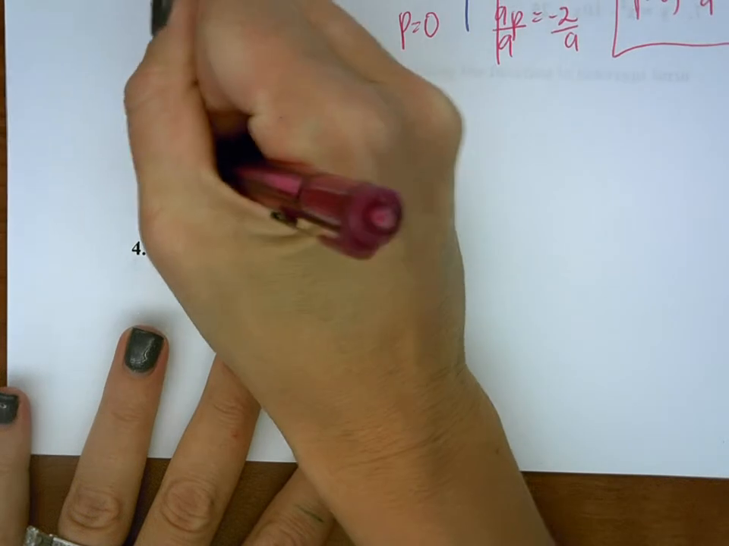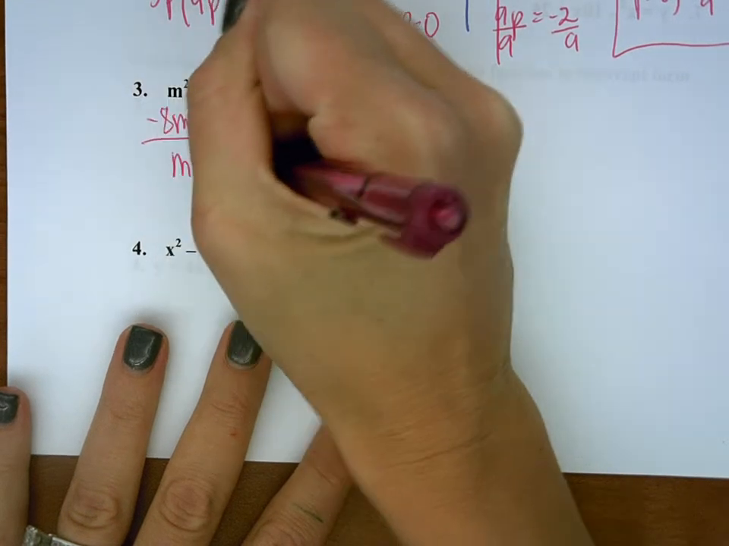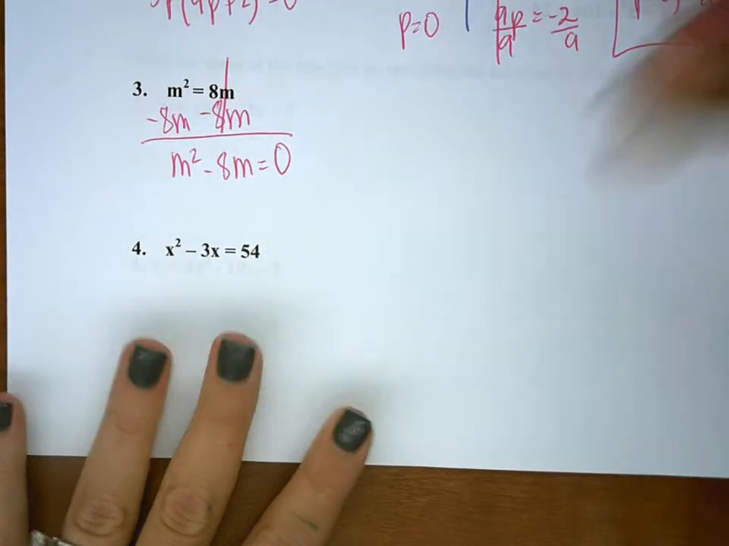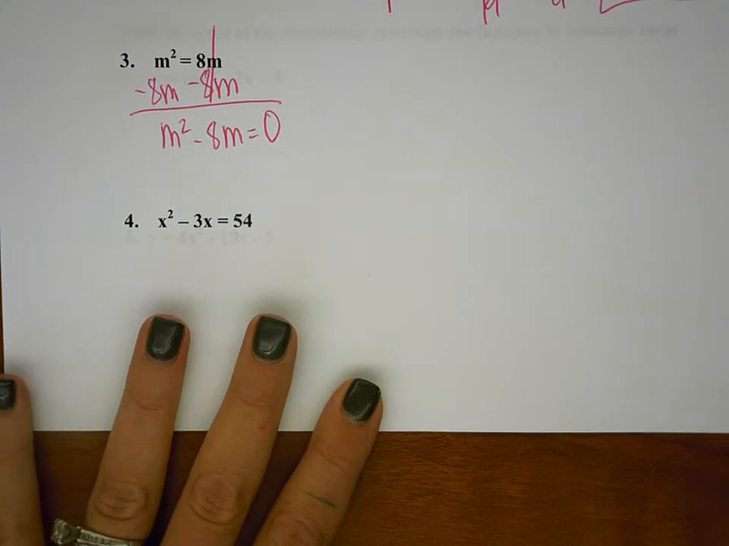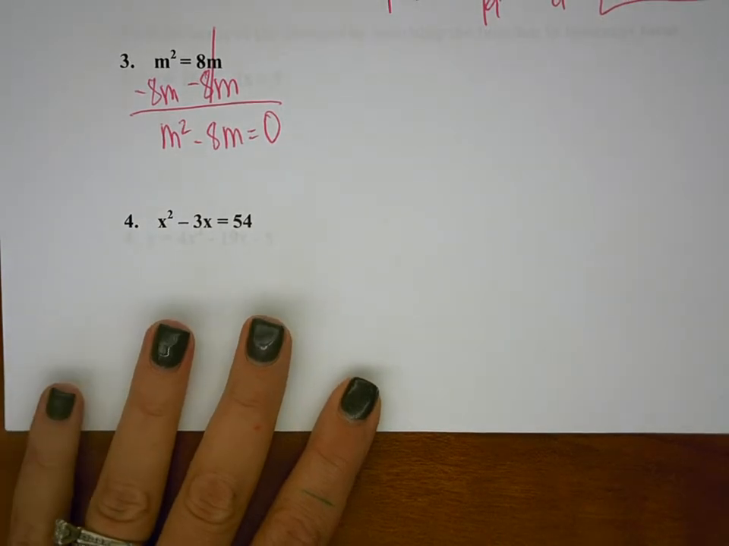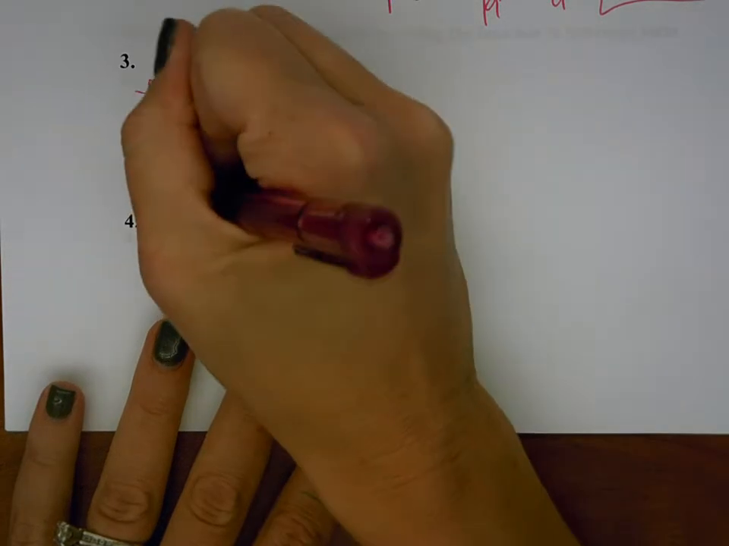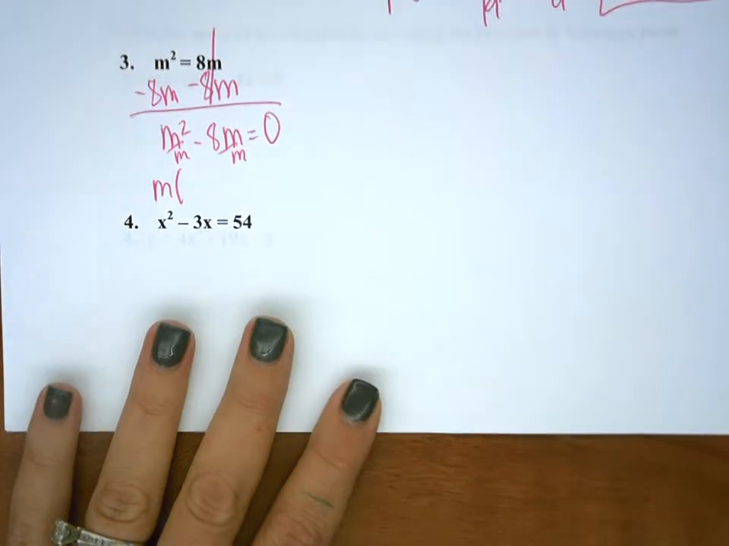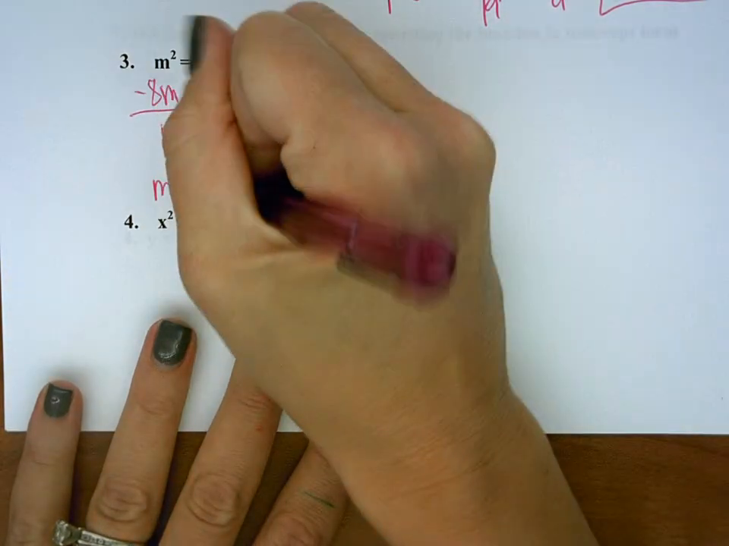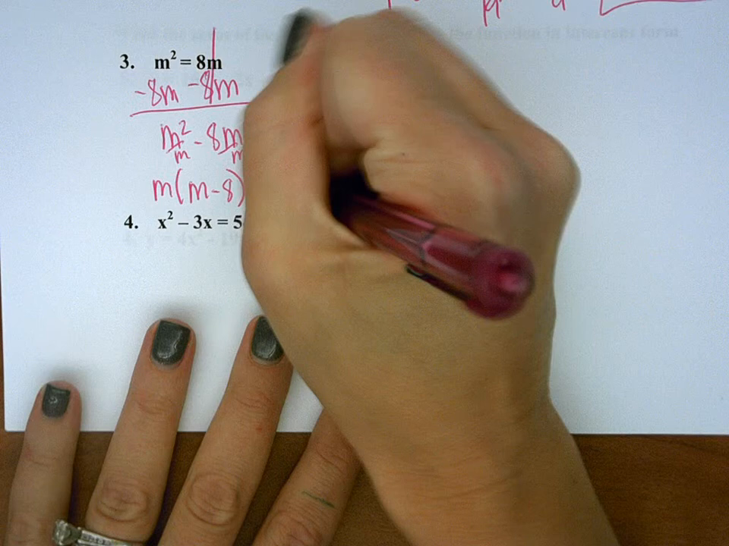So those cancel out. We have m squared minus 8m equals 0. And then what do we always check for first? A GCF. Is there a GCF here? Yes, m is correct. So we take out an m, and we divide each of these by m, and what am I left with? m minus 8 equals 0. m minus 8, good, equals 0.